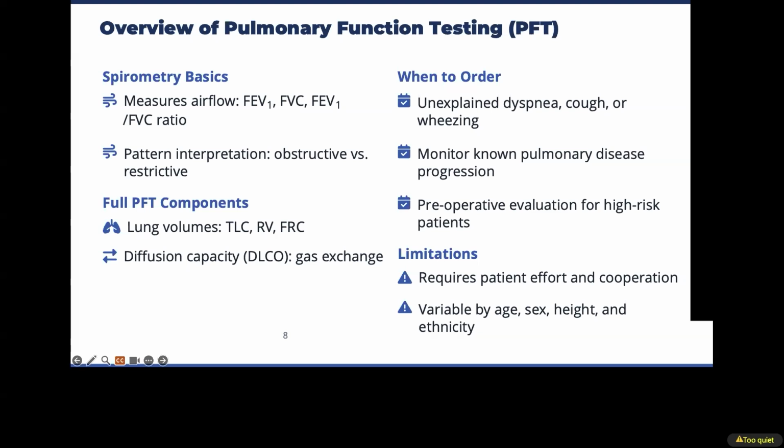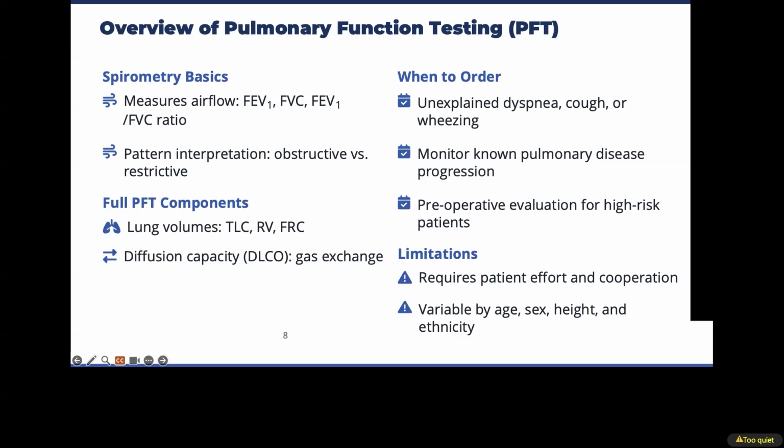So when do you order these? Well, you use PFTs when symptoms don't fit the usual picture, when there's unexplained dyspnea, chronic cough, or wheezing. They're also critical because these will help you track known lung diseases. So it helps you assess progression or decline over time in response to different therapies. Now, here are some limitations you need to keep in mind.